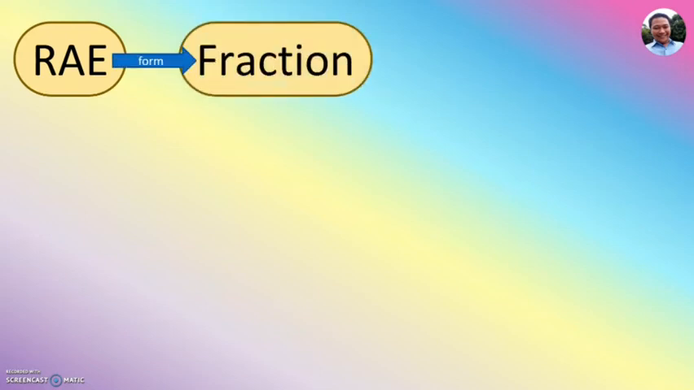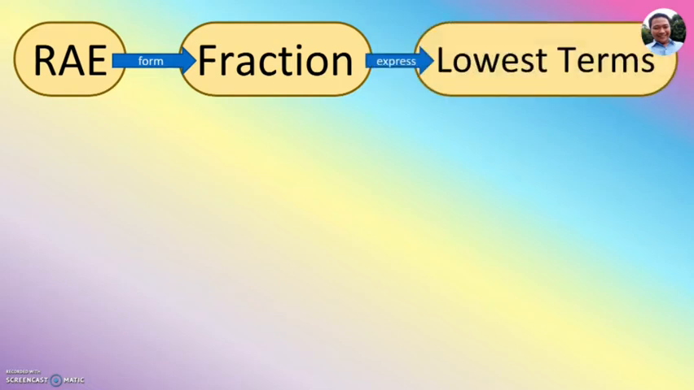A rational algebraic expression, according to its definition, is written in the form of a fraction. And if it is a fraction, we should always express it in the lowest terms. Therefore, a rational algebraic expression should be expressed in its lowest term. Thus, we have our lesson: simplifying rational algebraic expressions. But how do we simplify rational algebraic expressions?